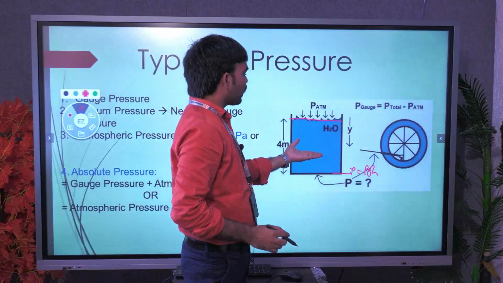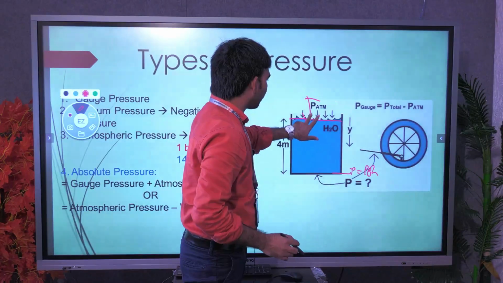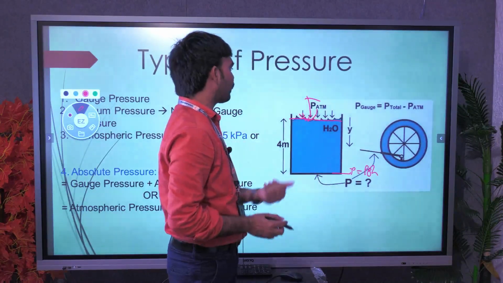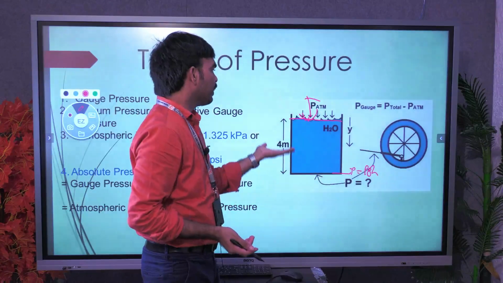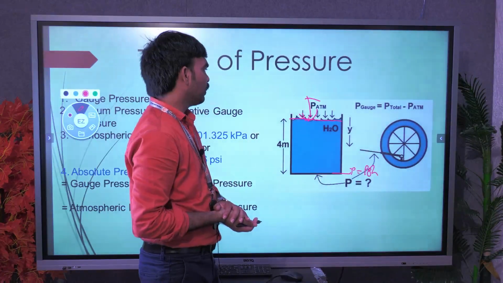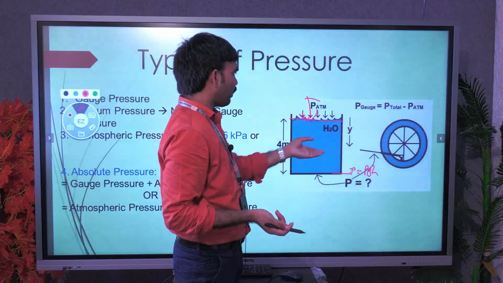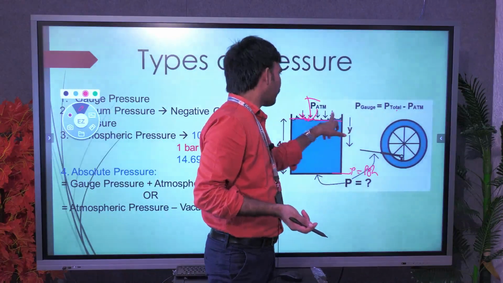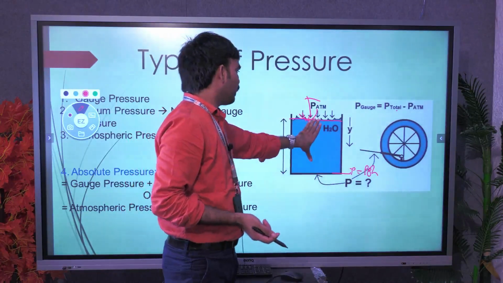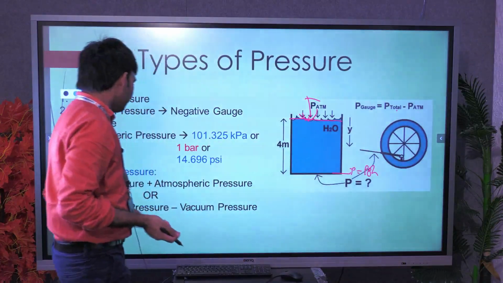So this is the gauge pressure, right? But what is the total pressure, which includes the atmospheric pressure? Atmospheric pressure is already acting, so I will not consider that. I am considering that as a reference. That's why it is a gauge pressure, right? So if you want the gauge pressure, you have to take the total pressure minus atmospheric pressure, then you will get the gauge pressure, right?